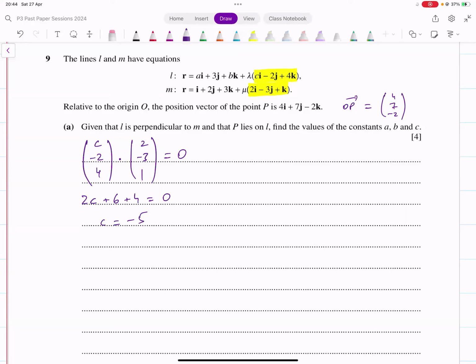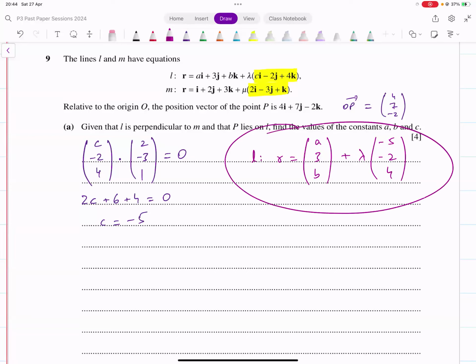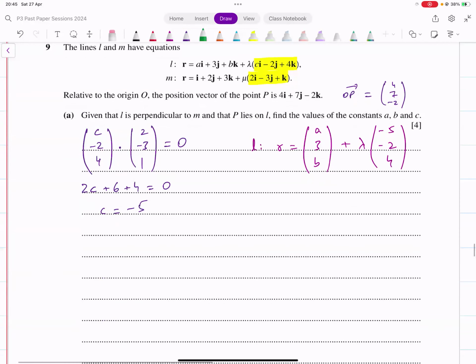And now it says point P lies on L. What's the equation of the line L? It's r equals, let's write this in column form again, a, 3, and b plus lambda into c, and we've got the value of c now, which is minus 5, minus 2, and 4. This is the equation of the line L. Since the point P lies on L, if we input the position vector of P into this equation, it should be satisfied. Let's do that.